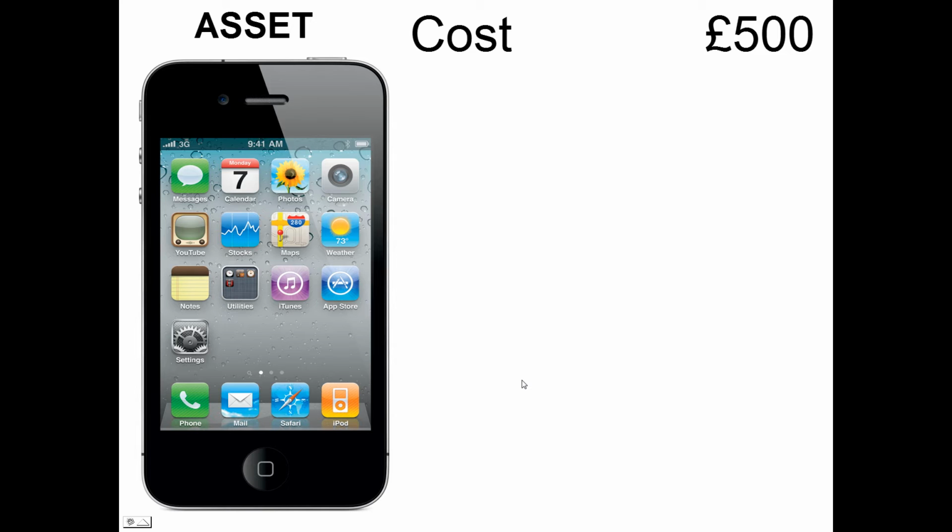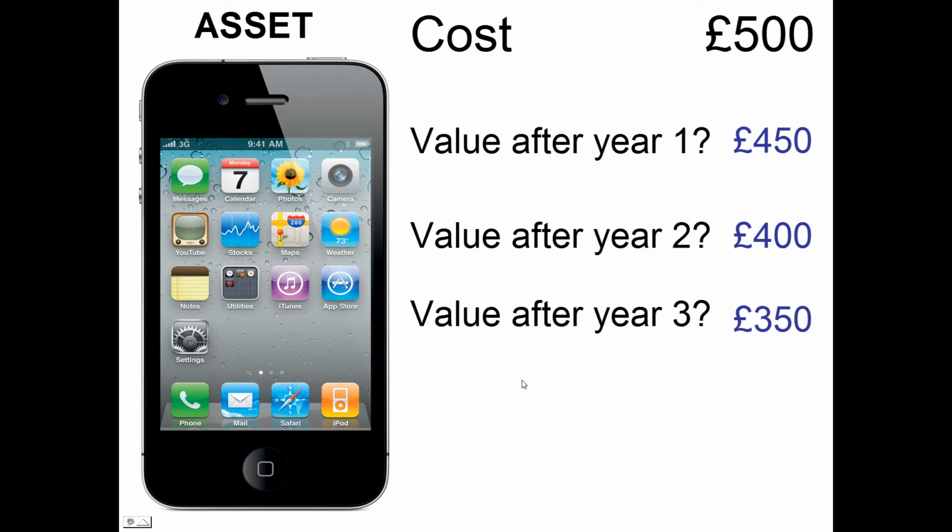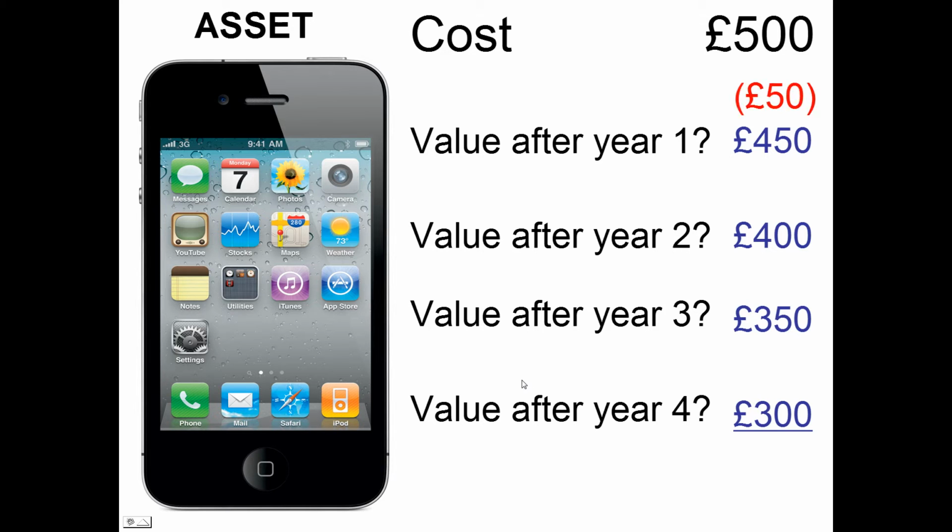Let's look at a suggested value after year 1. I've just gone for 450. Value after year 2, something around 400. Value after year 3, 350, and the value after year 4, £300. So if we think about the amount of depreciation that's incurred each year, we need to look at what depreciation is as well. If you think about going from cost to the value after year 1, it's reduced. That difference between cost and the new value over a period is termed depreciation. So it's the loss of value.